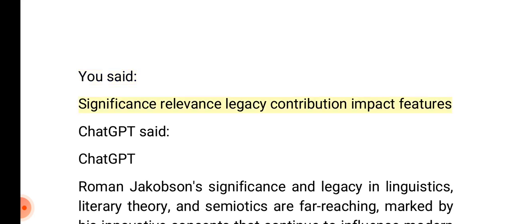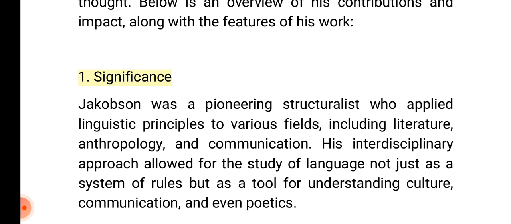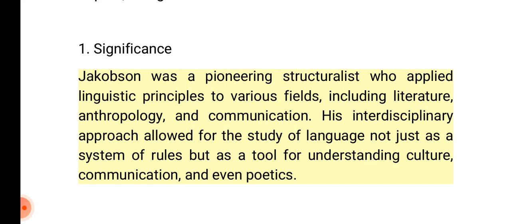You said: Significance, relevance, legacy, contribution, impact, features. ChatGPT said: Roman Jakobson's significance and legacy in linguistics, literary theory, and semiotics are far-reaching, marked by his innovative concepts that continue to influence modern thought. Below is an overview of his contributions and impact, along with the features of his work. 1. Significance. Jakobson was a pioneering structuralist who applied linguistic principles to various fields, including literature, anthropology, and communication. His interdisciplinary approach allowed for the study of language not just as a system of rules but as a tool for understanding culture, communication, and even poetics.